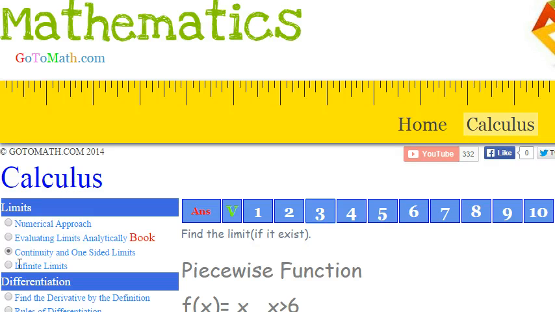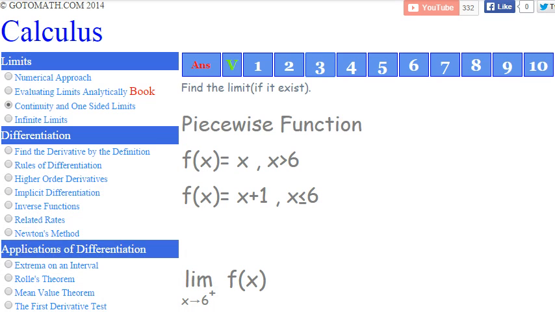Alright, we are working some calculus. We're in the section of limits and we're looking at continuity and one-sided limits. And this is the problem we're working on there. So let's take a look at what we got. We got a piecewise function now.